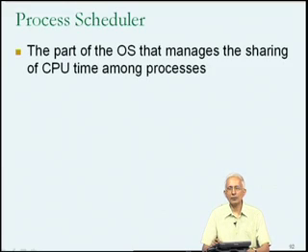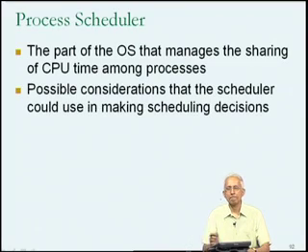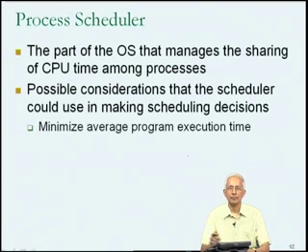I'll talk of the process scheduler as being the part of the operating system that manages the sharing of CPU time among the processes which are on the system. Now, what possible considerations could the scheduler make in making scheduling decisions? The scheduling decisions relate to the decision of which other process should be allowed to run. That is essentially the scheduling decision. Now one consideration which might be used is trying to minimize the average program execution time.